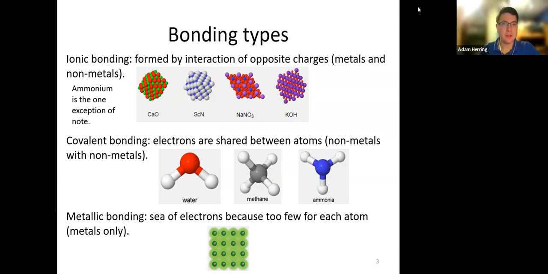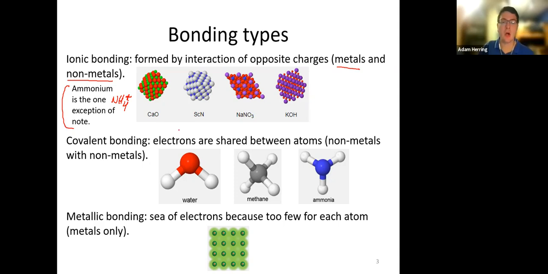Ionic bonding occurs when we have oppositely charged ions, which typically consists of metals with nonmetals. The one major exception to that is the ammonium cation. Ammonium consists solely of nonmetals, but because it's a cation, it behaves like other cations, like other metals, and will form ionic compounds. Some examples of ionic compounds are listed for you on the screen.